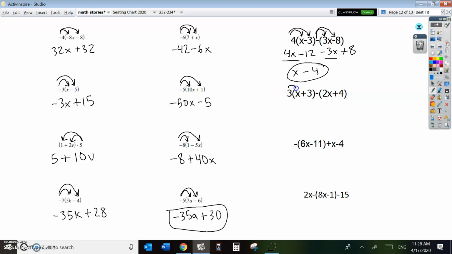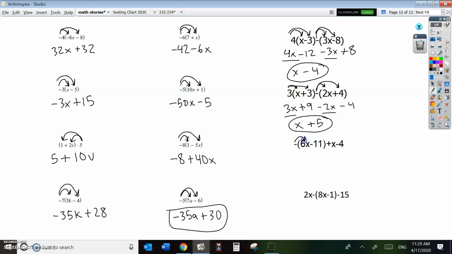Distribute the 3 to the x. Distribute the 3 to the 3. Distribute the negative to the 2x. Distribute the negative to the 4. 3x plus 9 minus 2x minus 4. Combine like terms. 3x minus 2x is x. Plus 9 minus 4 is going to be plus 5.